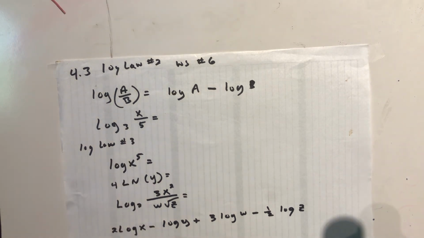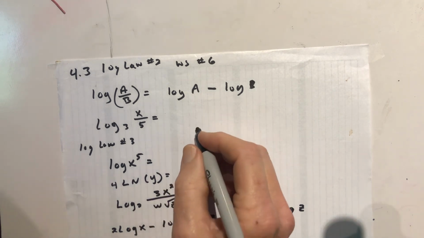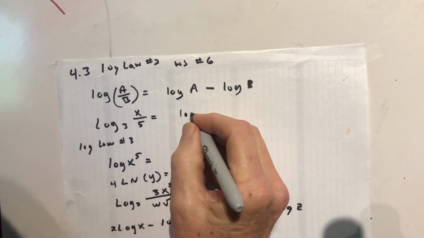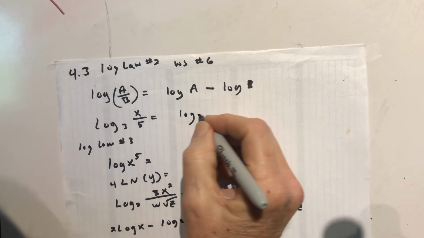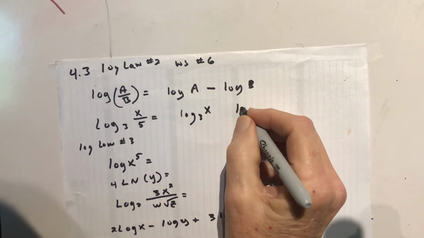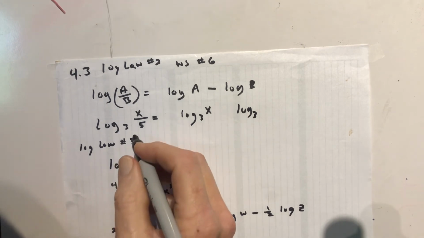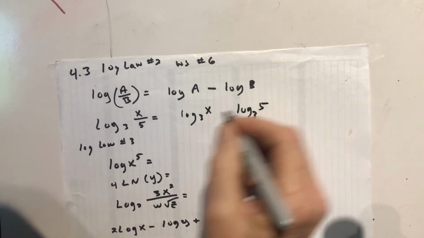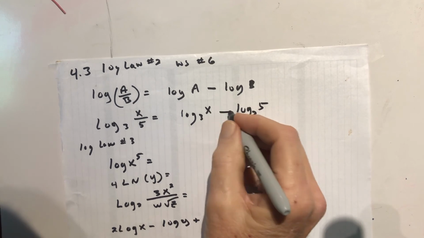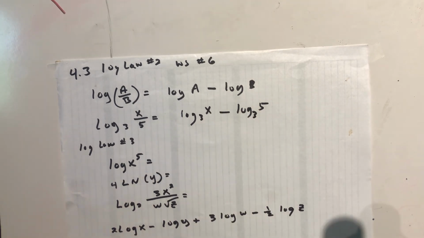Log base 3 of x divided by 5. Log 3 of x, log 3 of 5. They're divided, so you put a minus sign. That's a pretty simple law. That's law number 2.